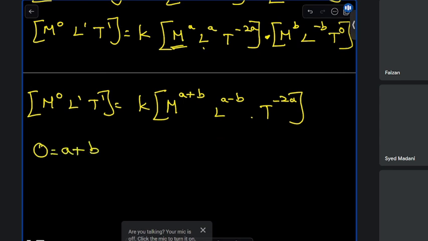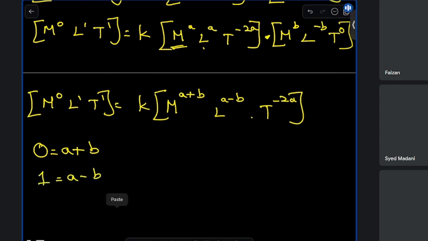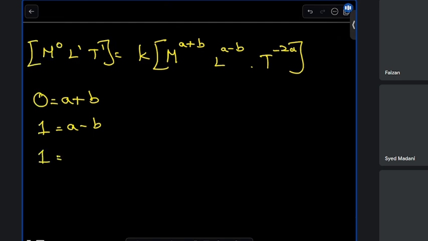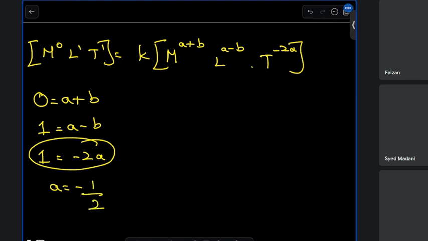Next, on top of L, there is 1. On top of L on the right hand side, there is a minus b. On top of T on the left hand side, there is minus 1. On top of T on the right hand side, there is minus 2a. Which means based on my third equation, I will be able to find the value of a. How? a is equal to, shift everything this side, minus 1 by 2. Okay. a is equal to minus 1 by 2. Any doubt here? No? Cool. Now focus.